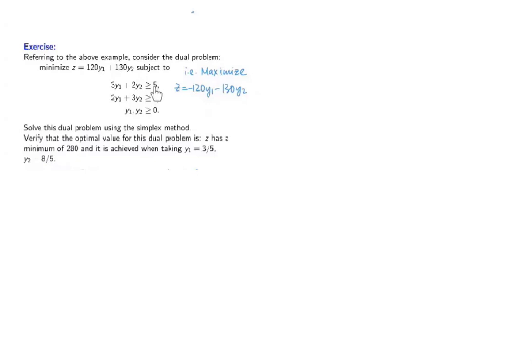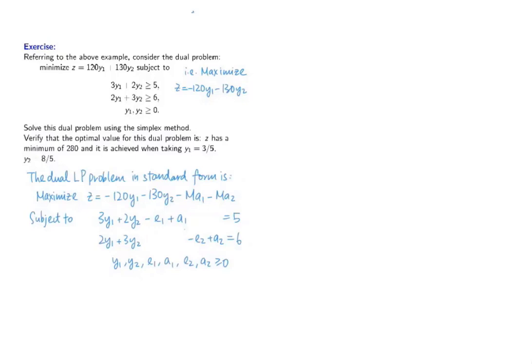First, we notice that all these right-hand side values are non-negative and the variables are non-negative, but this is a minimization problem. We multiply this objective function by -1, so we change this minimization problem into a maximization problem. Our target is to maximize z equals to -120y1 minus 130y2.